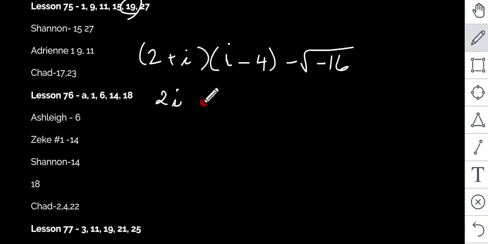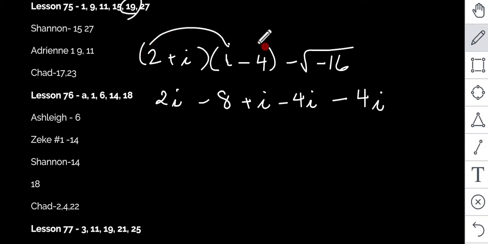First, the outer is negative 4i. Whoops, no it isn't. The outer is negative 8. The inner is plus 1i, and the last is negative 4i. And this is going to be a negative. The square root of 16 is 4, but we had to pop our i out. So we got that. I forgot the i squared somewhere.